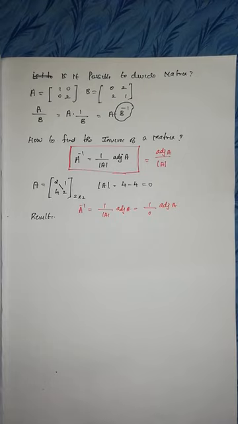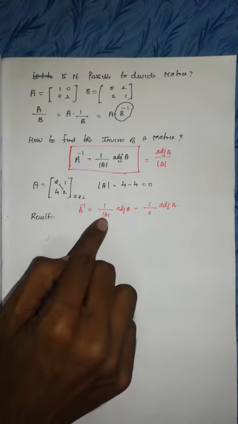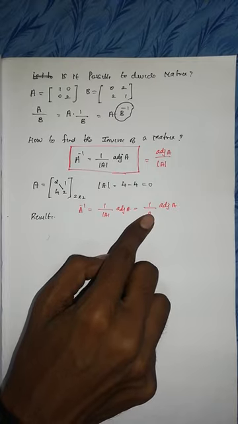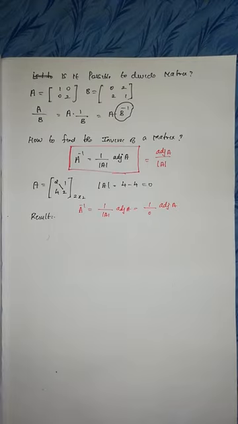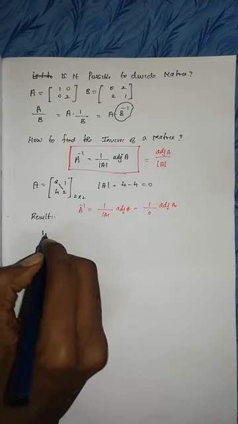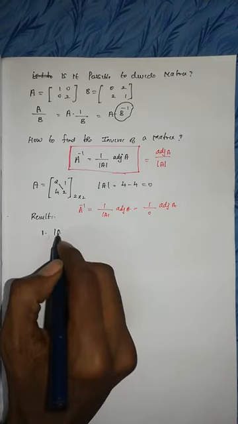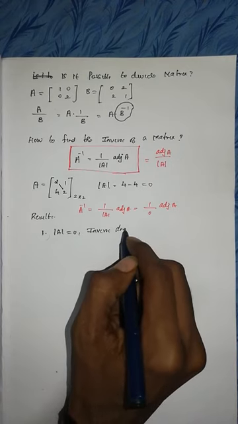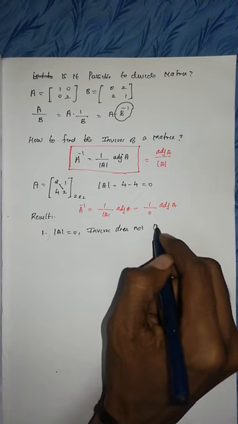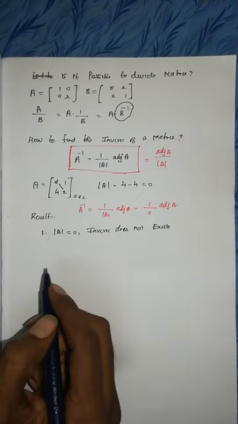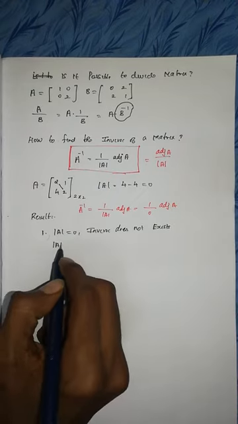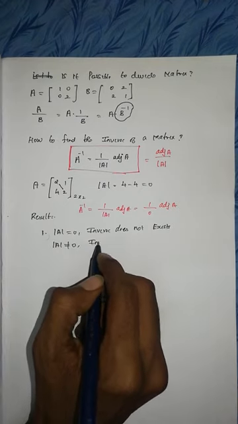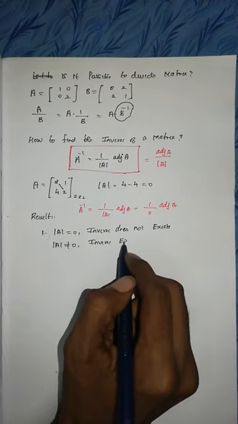If the determinant of a matrix is equal to 0, the inverse does not exist, because a determinant equal to 0 gives a denominator of 0, and 1 by 0 is infinity, which is undetermined. So this is a very important result. First one, if the determinant of A is equal to 0, the inverse does not exist. And if the determinant of A is not equal to 0, the inverse exists.